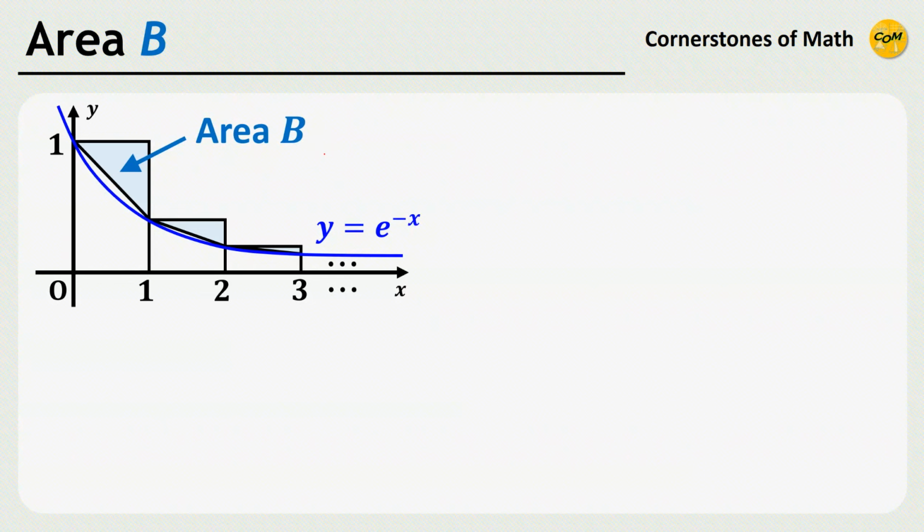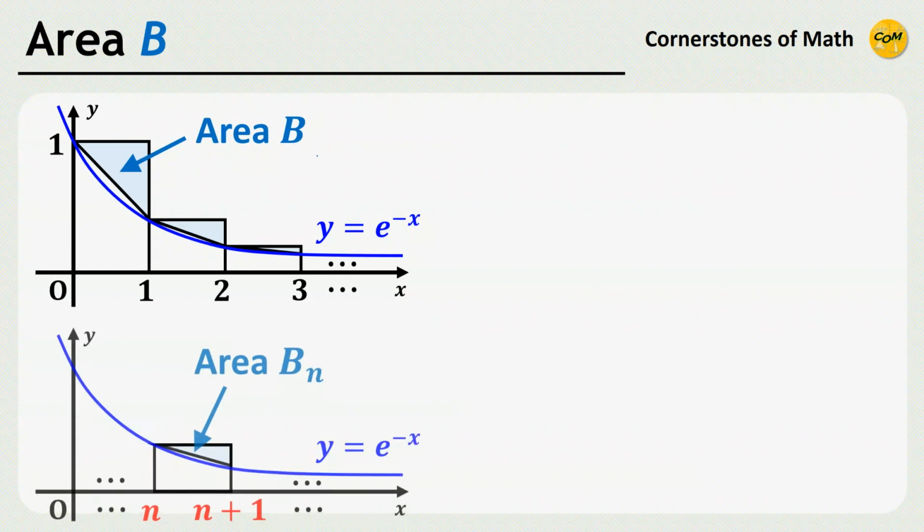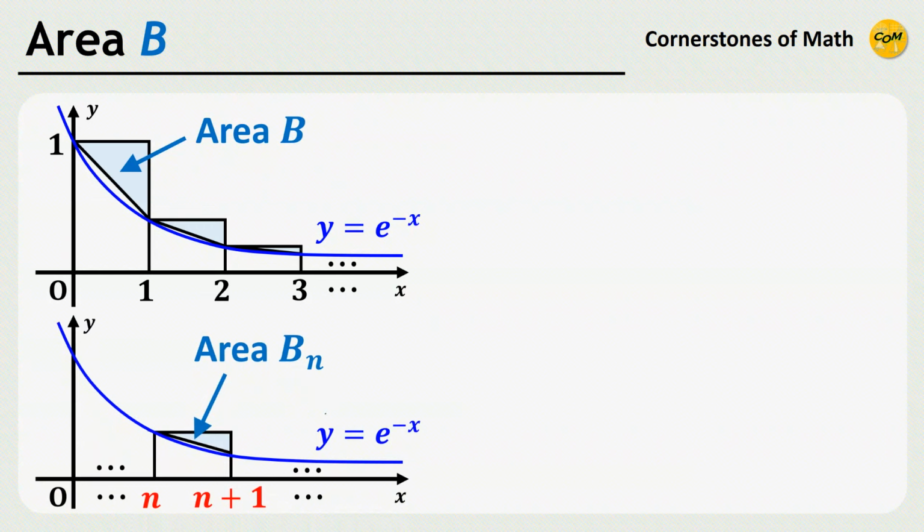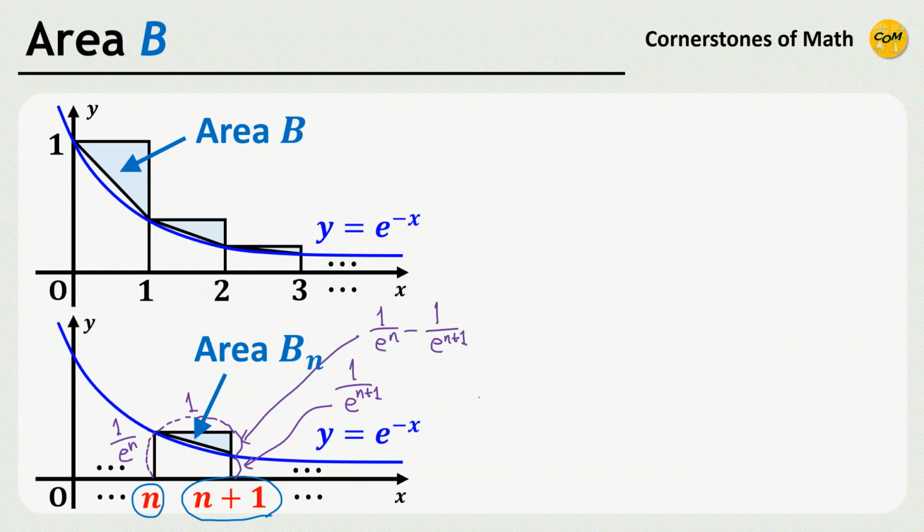Next, area B, the collective areas of triangles. Here, it is useful to think of just one triangle located at the generalized interval x is in between n and n plus 1. Let us call this area Bn. Then we can calculate Bn using the formula for the area of a triangle. This base length is 1, and this length is 1 over e to the power of n, and this length is 1 over e to the power of n plus 1, so the height is 1 over e to the power of n minus 1 over e to the power of n plus 1.